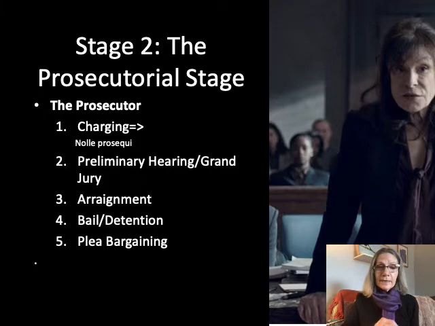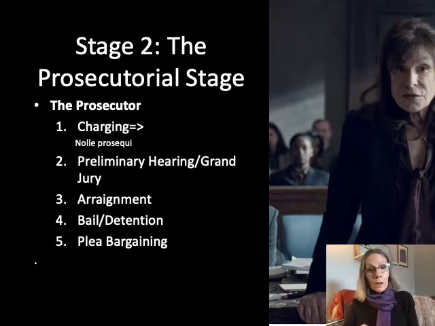The grand jury is similar. It's also a check on the power of the prosecutor, but rather than having a court hearing, you actually have a grand jury, a group of individuals who come to court, and then the prosecutor will give the individuals evidence to look at to decide whether or not there's probable cause. And if there is, that individual will be indicted.